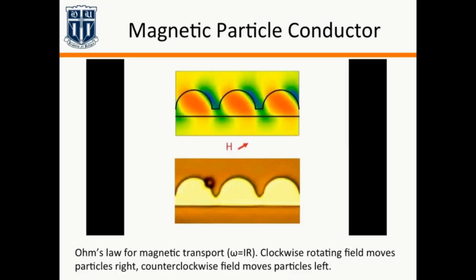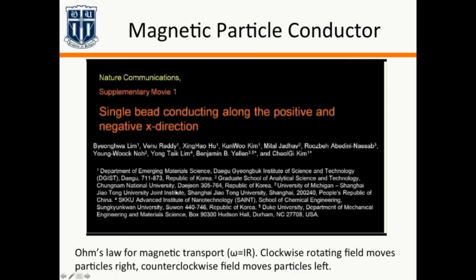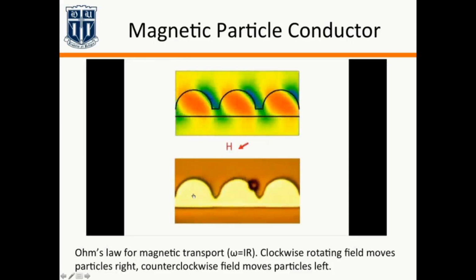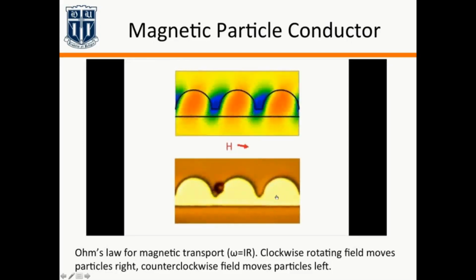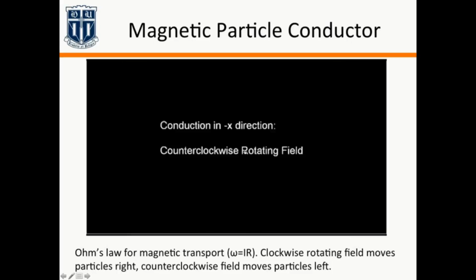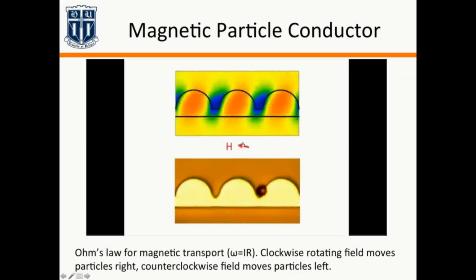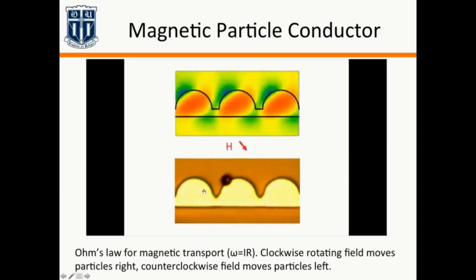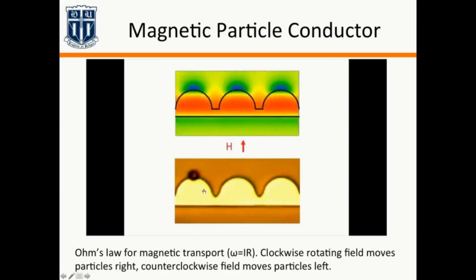So I'm going to show you that initially here we have the first elementary magnetic particle conductor. What you see here is a magnetic pattern that we patterned by photolithography. When we apply a rotating field, so that's what you see right here, this is the direction of the field, it causes the magnetic beads, in this case, to move from one magnet curved surface to the next. And the speed at which these magnetic particles move across the substrate is linear with the frequency.